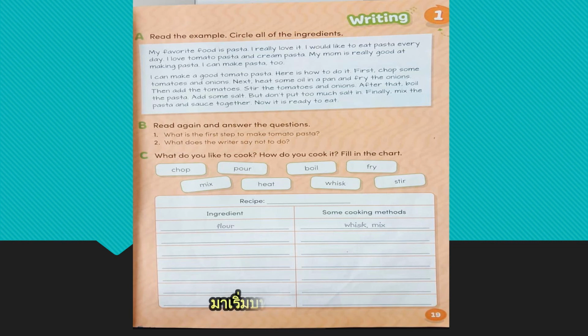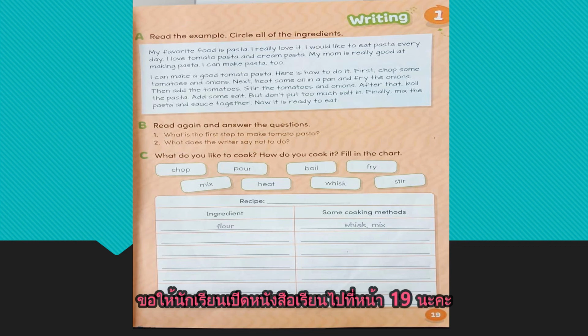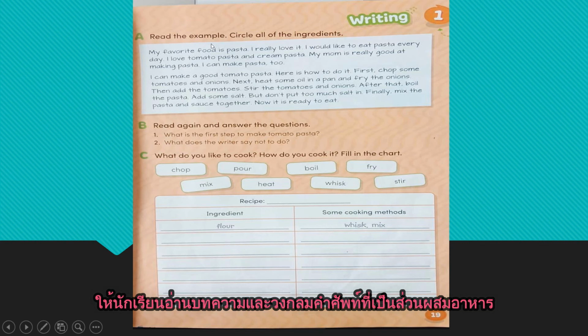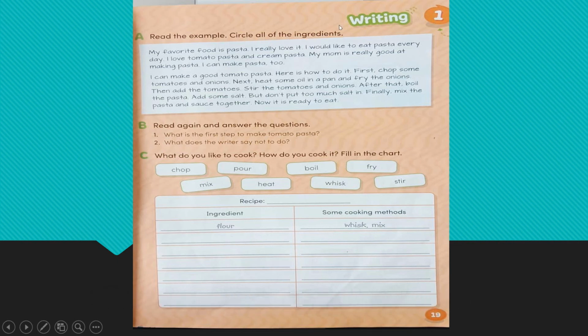Okay, to start with our lesson, I would like you to open your student book, page 19. In your student book, it is a writing activity. In letter A, you have to read the example. Circle all the ingredients. What are the ingredients? The ingredients are the things that we put on the pasta.